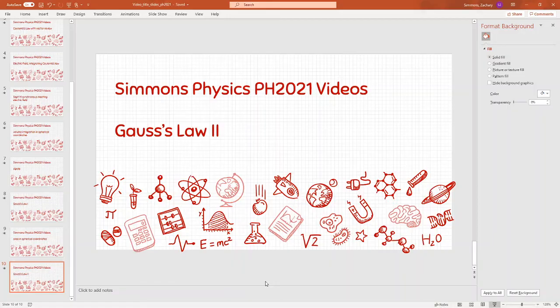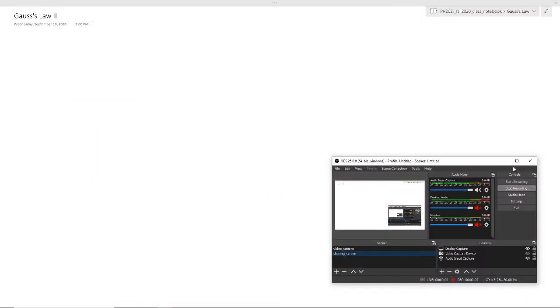Okay, let's look at a couple spherical objects and apply Gauss's law. A couple of classic example systems that you need to know. So we're going to be applying Gauss's law.